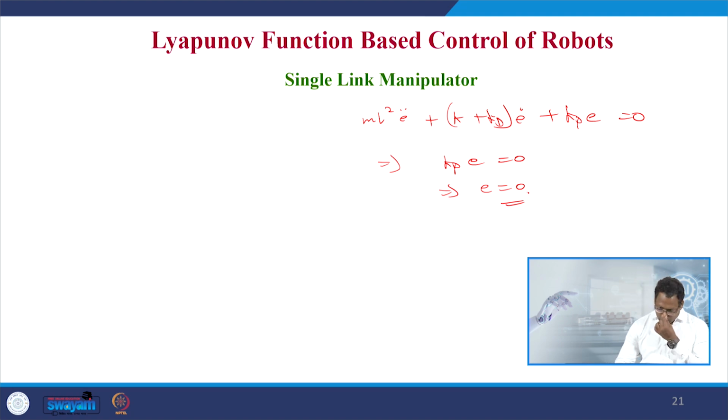Because in this error dynamic equation we are substituting the control law, and E dot equal to 0 and E double dot equal to 0, we can have only Kp E equal to 0. This implies that E equal to 0. So, error tends to 0.